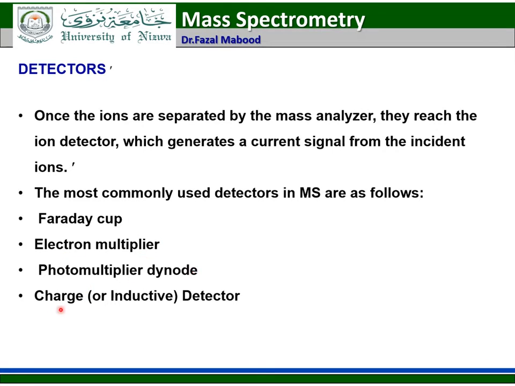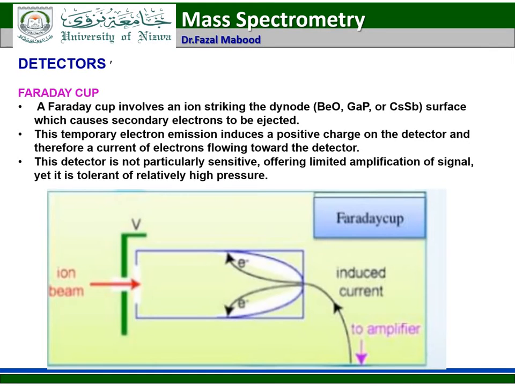In the Faraday cup, an ion strikes the dynode surface, such as barium oxide, gallium phosphide or cesium antimony, which causes secondary electrons to be ejected. This temporary electron emission induces a positive charge on the detector and therefore a current of electrons flowing toward the detector. This detector is not particularly sensitive, offering limited amplification of signal, yet it is tolerant of relatively high pressure. When the ion strikes this surface, electrons are ejected and attracted toward the dynodes, and there is amplification of current.